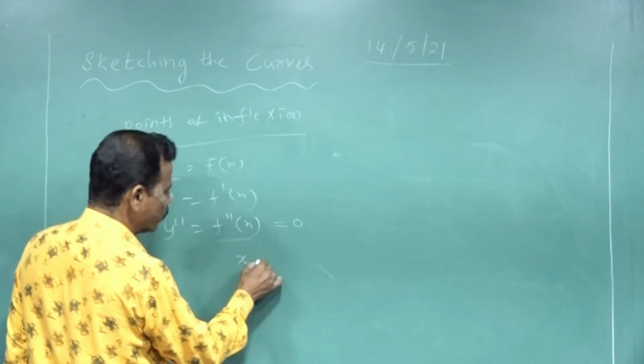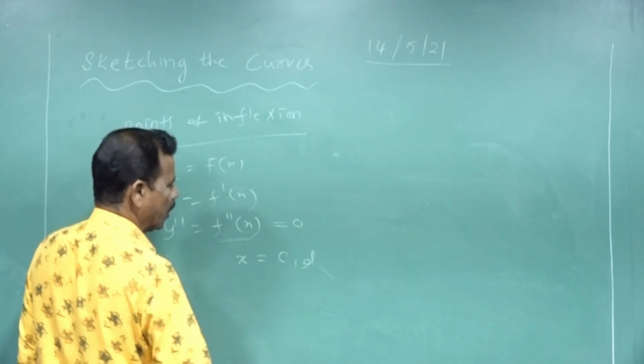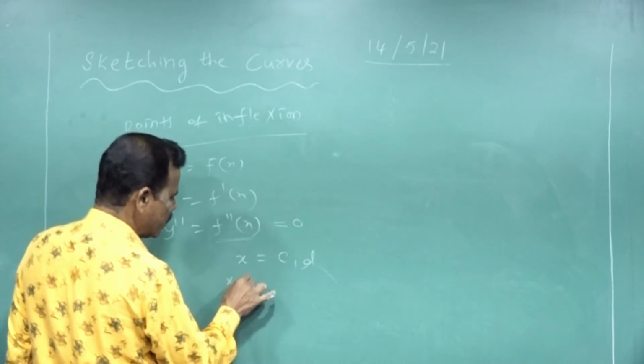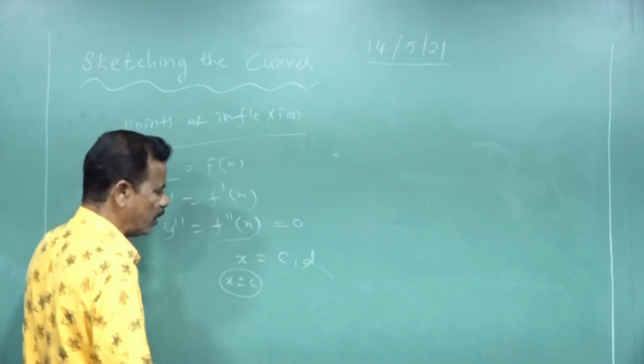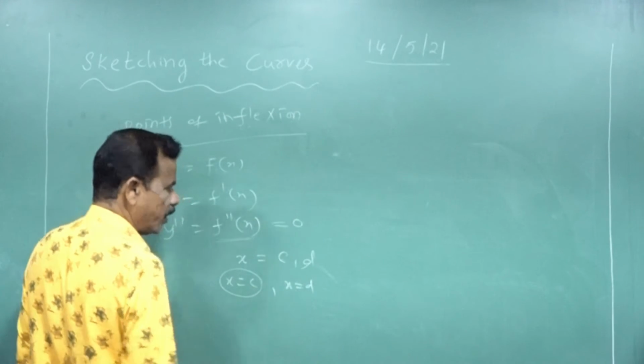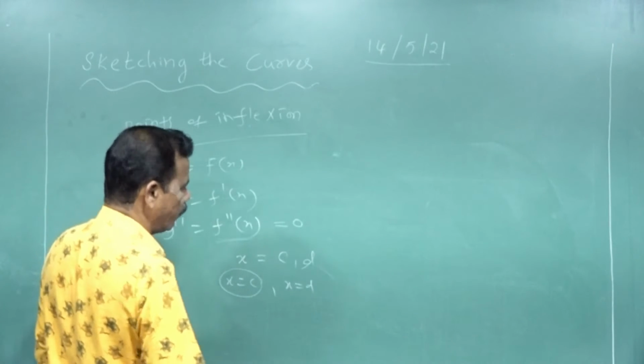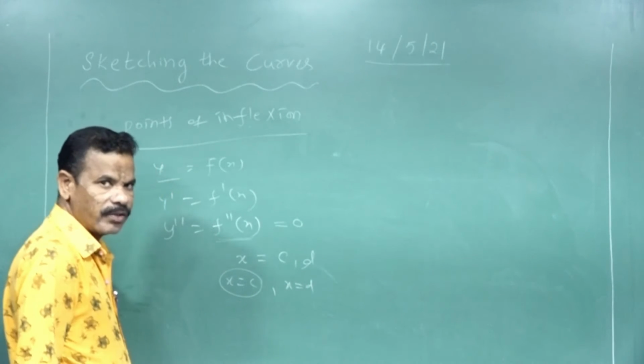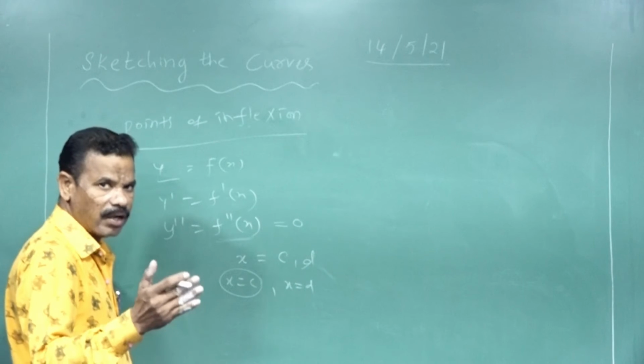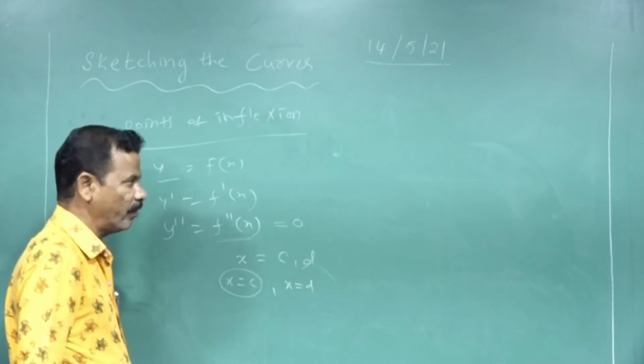Then x values, suppose c and d coming. So at x is equal to c, one point of inflection, at x is equal to d, another point of inflection. Okay, where the sign is changed, there is the point of inflection.